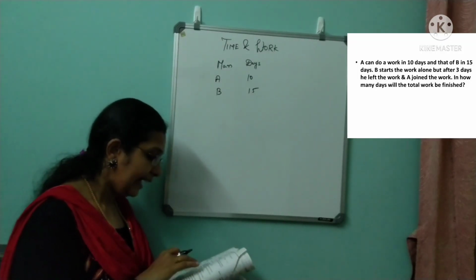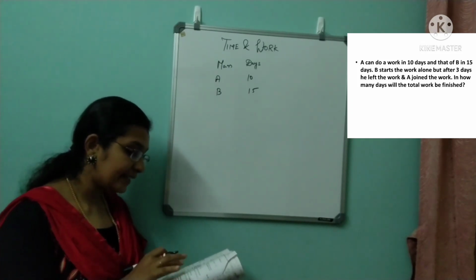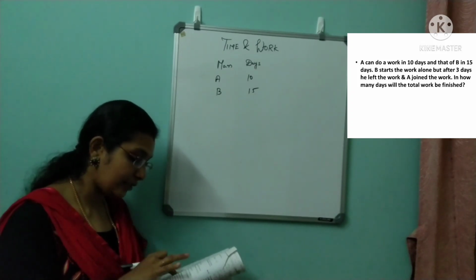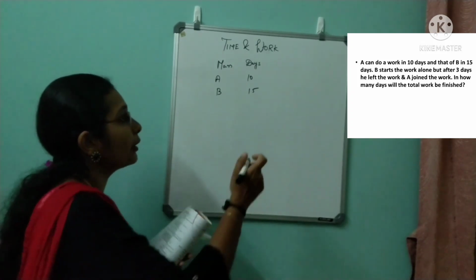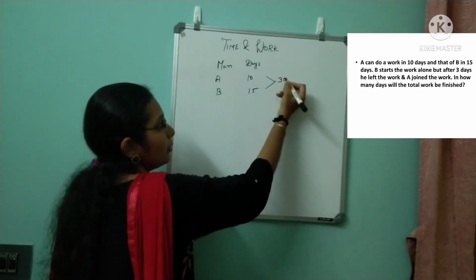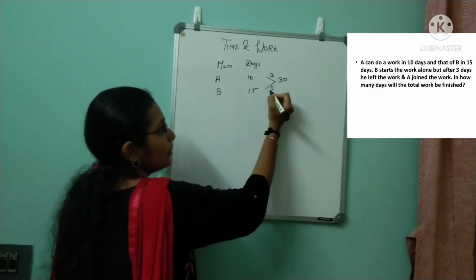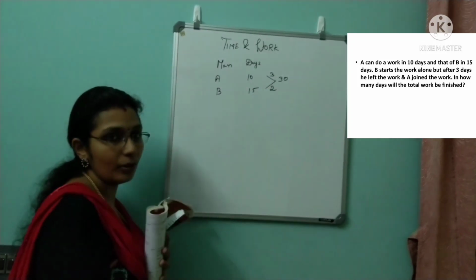We'll try to solve. A can do a work in 10 days and B in 15 days. B starts the work alone, but after 3 days he left the work and A joined the work. In how many days will that total work be finished? So the first and foremost duty is find LCM. You can try using fraction method too, okay. So LCM is 30, 10 3s are 30, 15 2s are 30. So per day efficiency of A is 3 and B is 2, okay.